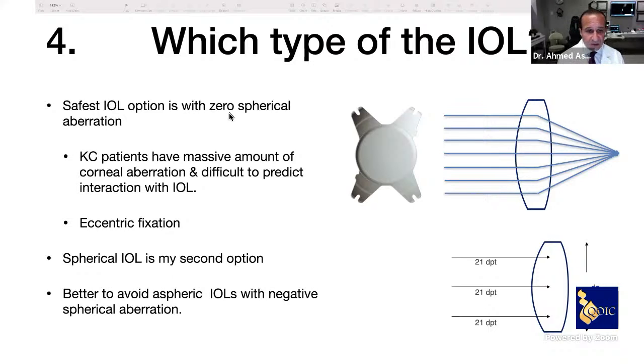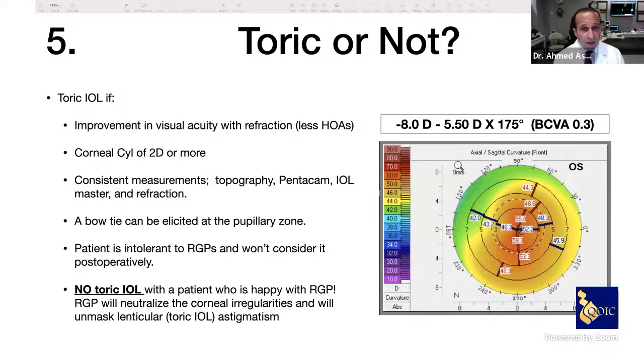My second option is to use a spherical IOL, but it's better to avoid aspheric IOLs with negative spherical aberration because it may interact adversely with the corneal higher order aberrations. Now, the final question: whether to use the toric IOL or not.